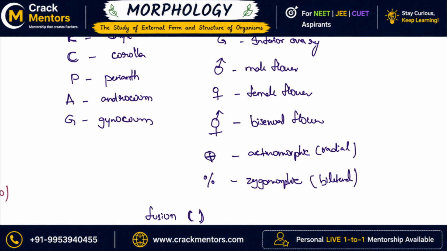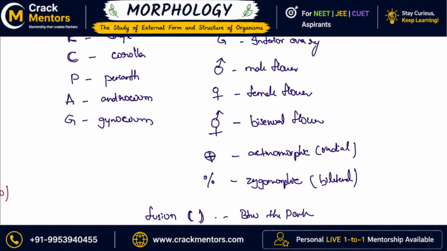Adhesion. Fusion is between the same parts, and adhesion is between different parts. When I use the word fusion, I say that the petals are fused, like the fusion is seen within the same whorl. But coming to adhesion, the petal is adhered to the sepal. So this kind of attachment between two different parts is called adhesion.